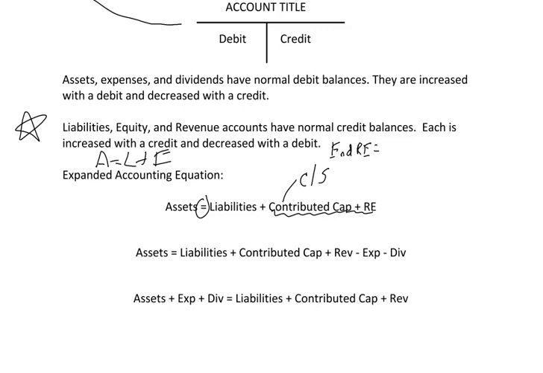How do we get ending retained earnings? Well, we start with whatever we had at the beginning of the year, our beginning retained earnings. We add to it net income. Net income and net earnings mean the same thing. Remember, retained earnings are just earnings that are retained. So here, net income is our earnings.